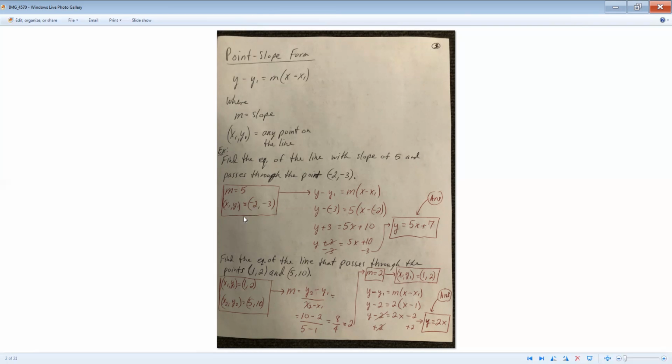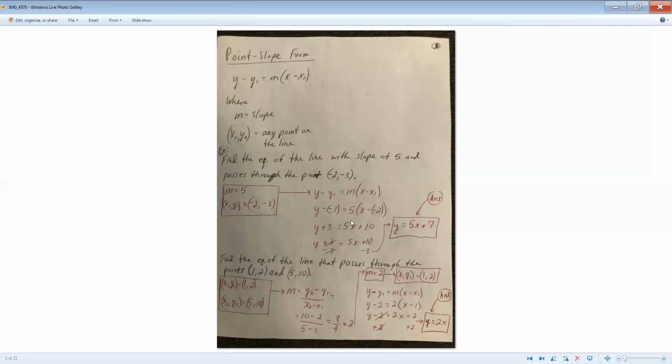M is going to be 5, x1, y1 is -2 and -3. Plug them into the point slope formula. -3, excuse me, for y1. Make sure you don't lose a negative there. So it'll be y minus -3 equal to 5 for m, and then x minus -2 for the x1.